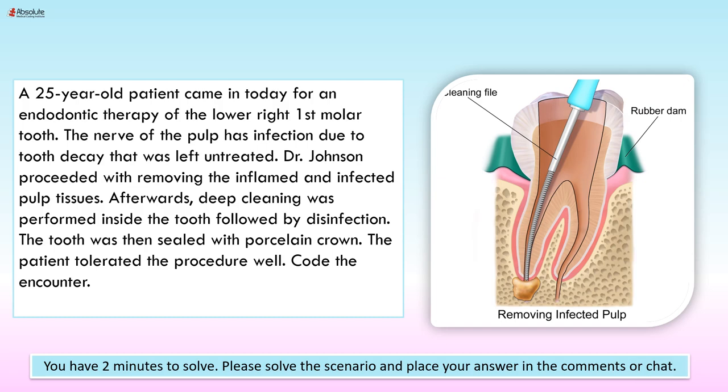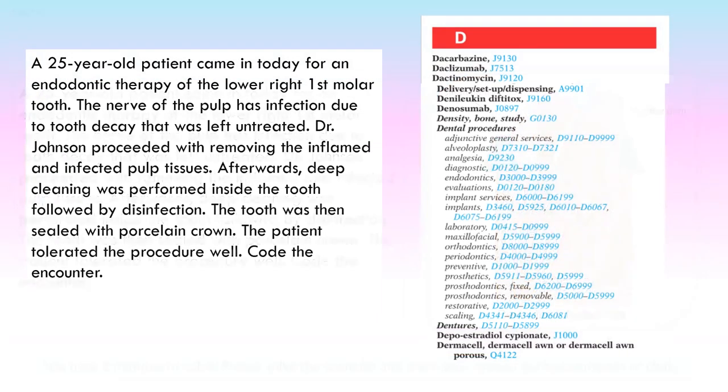Okay, so did you share your answers in the chat? All right, perfect. Now let's go ahead and look up the codes together this time. So, of course, we're coding for dental procedures, particularly endodontic therapy. So that would lead us to look at subcategory endodontic, D3000 to D3999, and we're going to verify the codes in the tabular list.